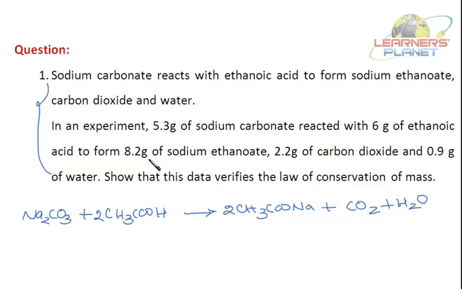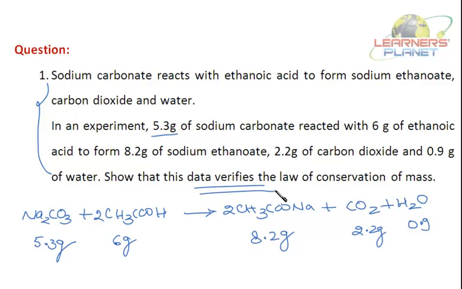Now what is it saying? In an experiment, 5.3 gram of sodium carbonate, and 6 gram of ethanoic acid. You have nothing to do with the chemical equation. Everything is given over here. 6 gram of ethanoic acid forms 8.2 gram of sodium ethanoate and 2.2 gram of carbon dioxide. Finally, 0.9 gram of water. So what you have to tell is that this data verifies the law of conservation of mass.